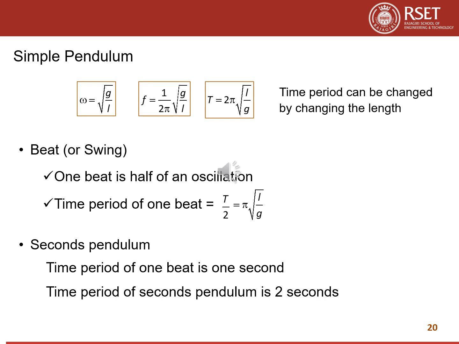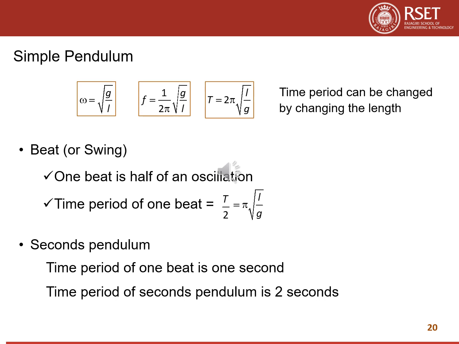We know that omega is equal to square root of g by L. We have f is equal to omega by 2 pi, that is 1 by 2 pi into square root of g by L, and time period is 1 by f, that is 2 pi square root of L by g. From this we can say that the time period of a simple pendulum can be changed by changing the length of the string. There is no term for the mass of the bob, so the mass of the bob doesn't play a role in the time period. It is the length of the string which is of importance.